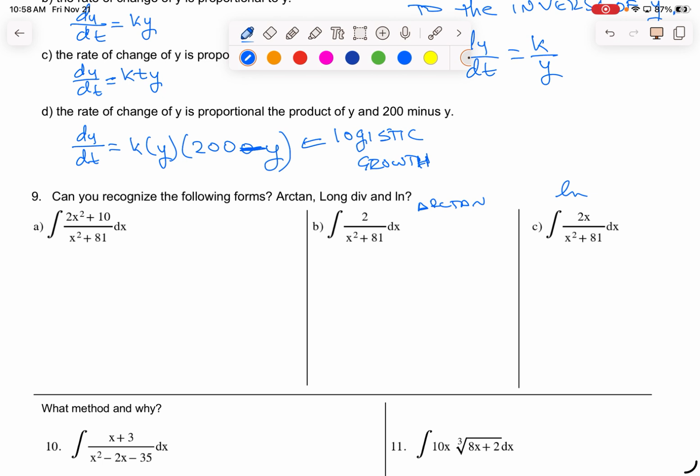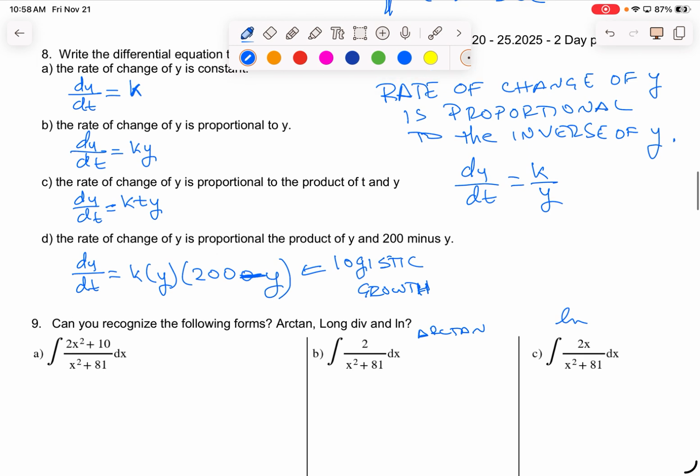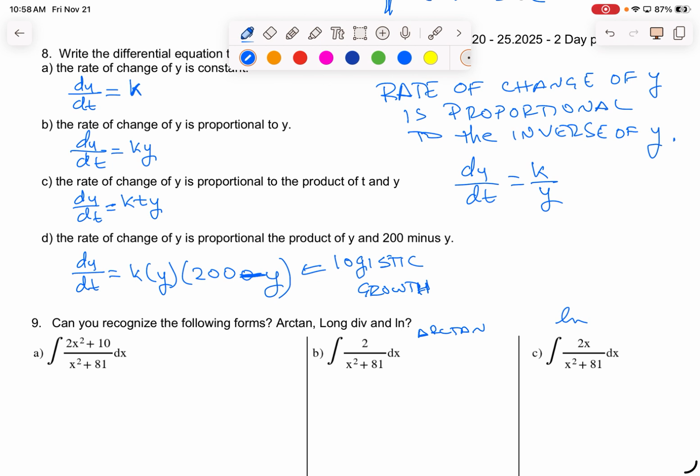All right, C. You notice we've hammered these a few times, haven't we? If we do a substitution here, we're going to let u equal x squared plus 81. What's du then? Du is 2x dx. Do I have that? Yes, exactly that. So this becomes du over u, which hopefully we recognize as a natural log.